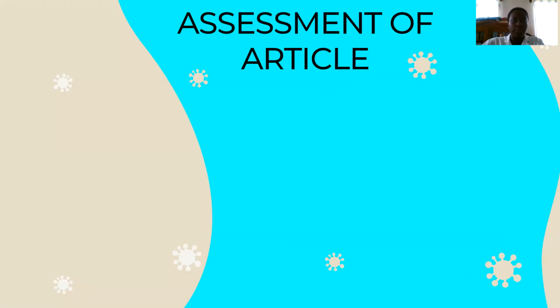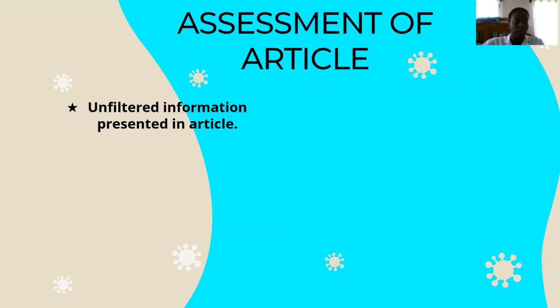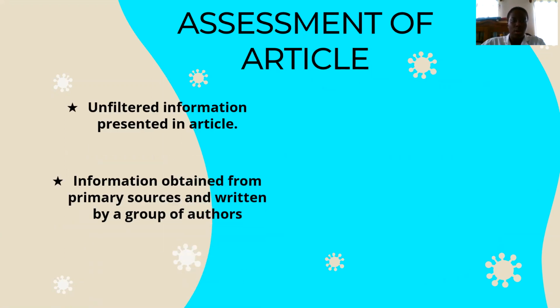Lastly, I'll move to assess the article. Now, unfiltered information was present in the article, meaning that the information was obtained from primary sources and written by a group of authors, and in this case, it was written by 2 authors.